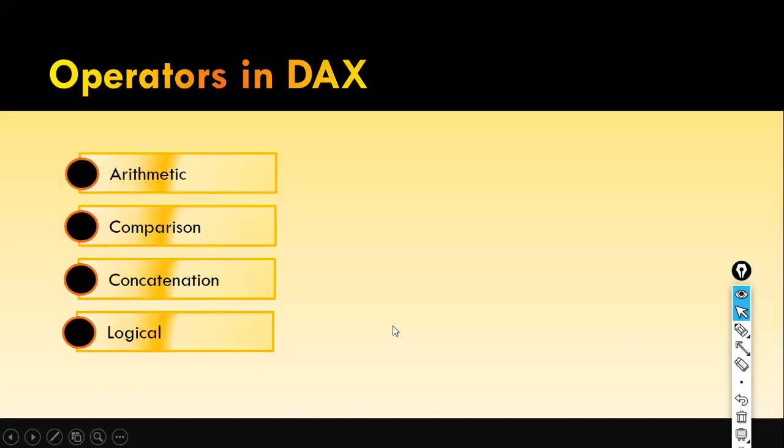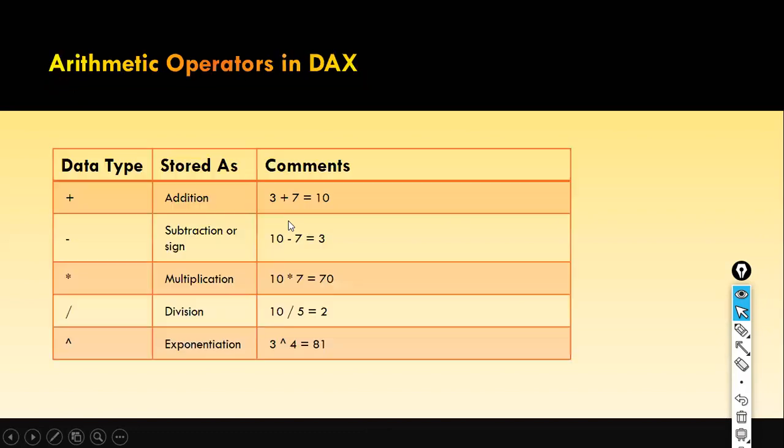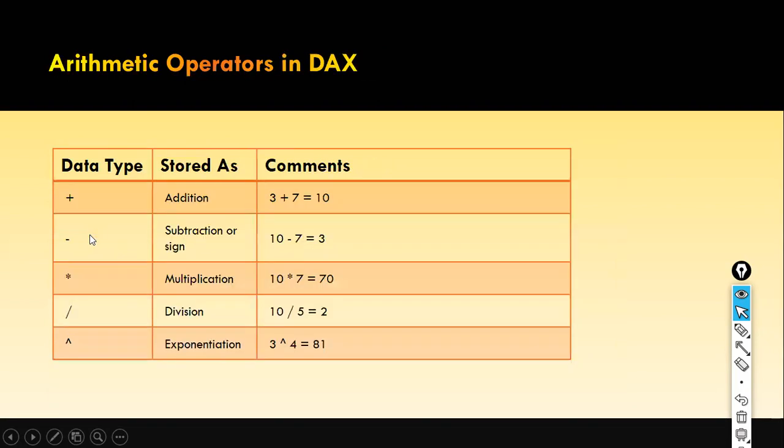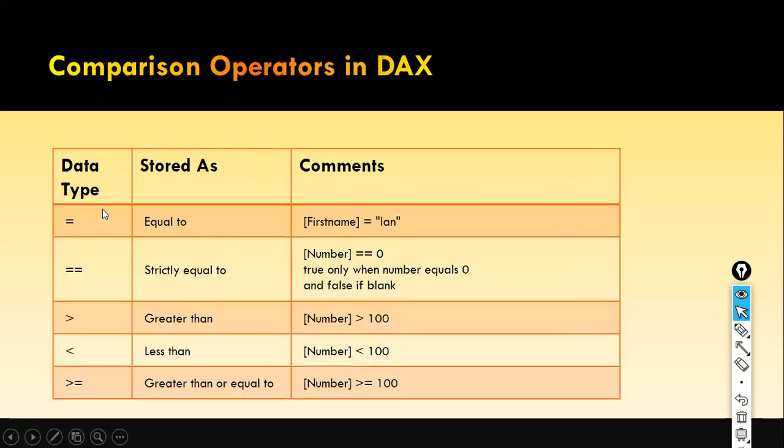What are the operators in DAX? Like other programming languages, whatever things are there, it is the same, not much different. Plus is addition, minus is subtraction, star is multiplication, then division and exponentiation. I have given examples here. And this is not a data type, it's an operator. Okay. And comparison operators. The equal sign is nothing but equal to. The double equal sign, at times you have to use the double equal sign, is strictly equal to. For example, the number double equal sign 0 is true only when the number equals 0, and false with blank.